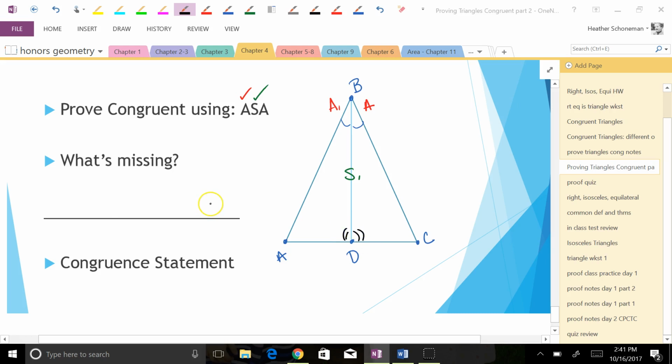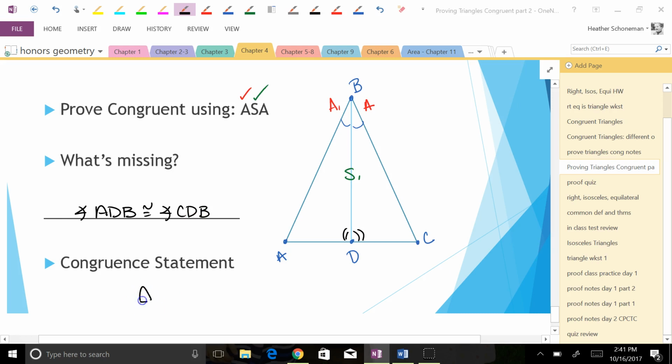Now, if I just write angle D is congruent to D, that's not going to work because it's not specific enough. So I need to use 3 letters. So I'm going to call this left one angle ADB is congruent to the right one, which is CDB.